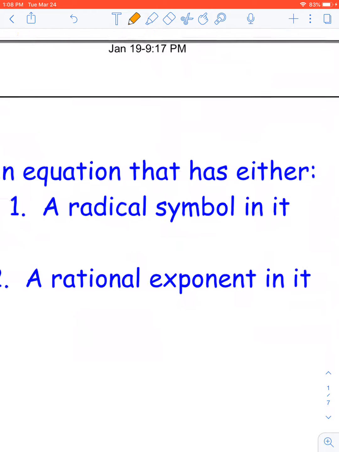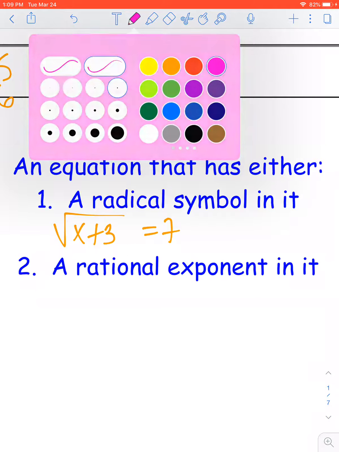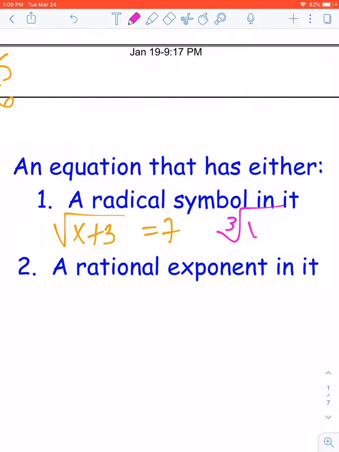So a radical equation is an equation that has a radical symbol in it. So if I give you the square root of x plus 3 equals 7, this is now a radical equation. Or if I give you the cube root of x plus 3 equals 7, this is a radical equation. But this is not the only way to write radical equations. You can also use rational exponents, and that's what we did before spring break.